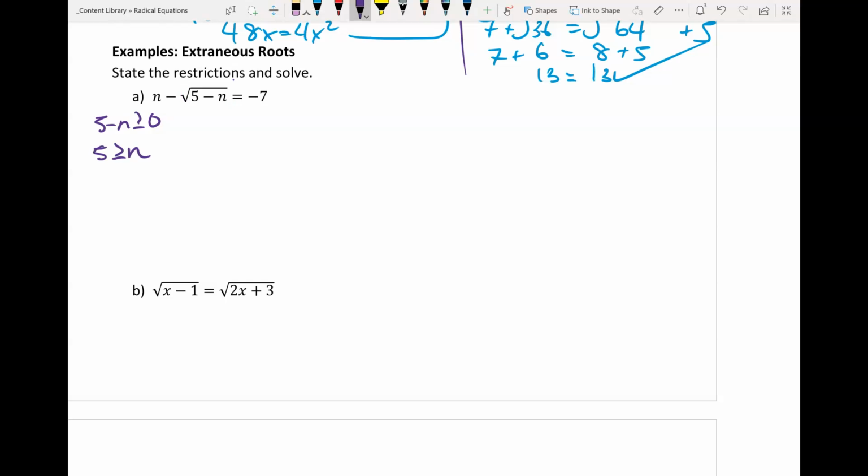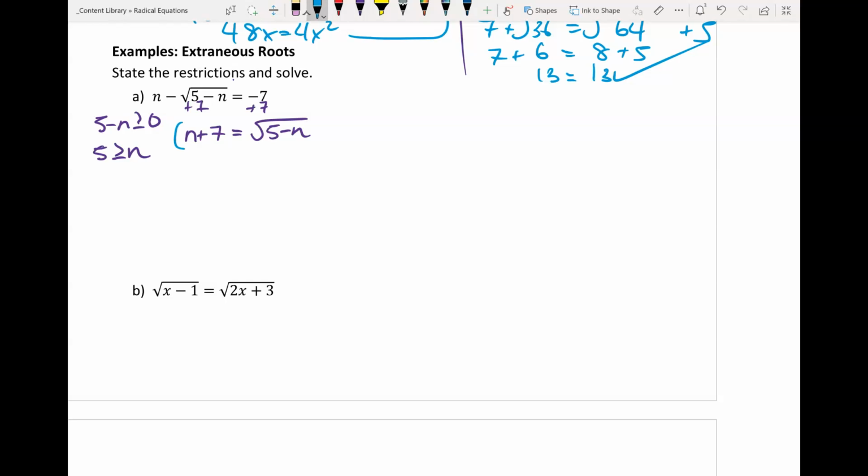Okay, now we're going to go ahead and try to solve for n. So how I'm going to rearrange this here, I'm going to have the root on the other side and then n and our number on the left-hand side. So I'm going to add 7 to both sides, and then I'm going to move this root onto the other side. So we're left with n plus 7 on one side, and the root of 5 minus n. So just did some rearranging there.